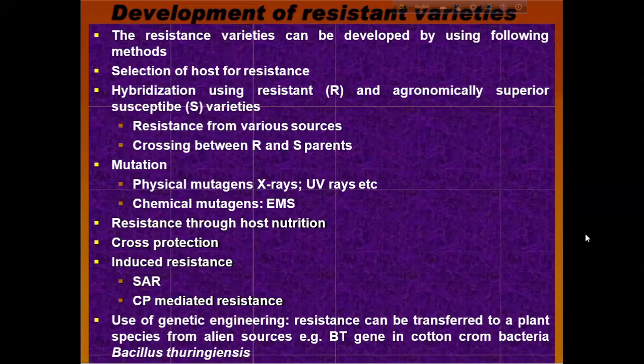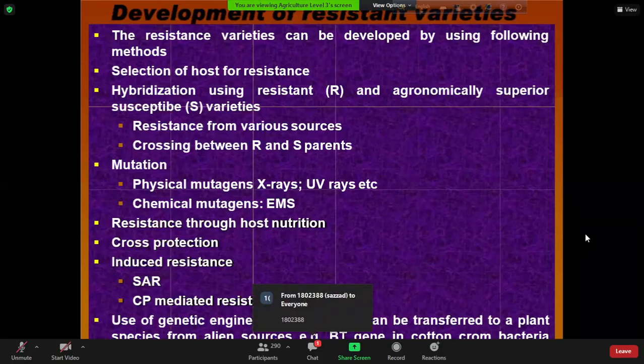So we have to provide all the essential nutrient elements. In addition, we have to maintain the balance, or we have to maintain the ratio among the nutrients. So if we do this, we call it balanced nutrition, and this balanced nutrition makes the plant resistant. Okay? So there is another technique we see here, cross protection.